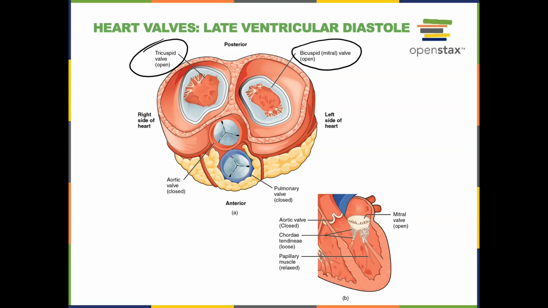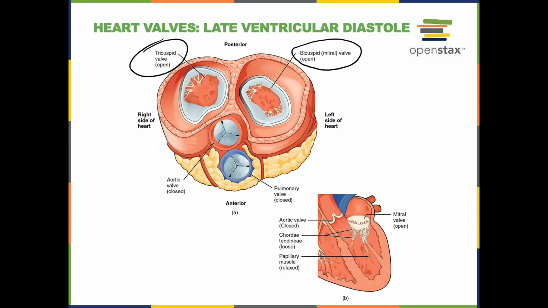During ventricular filling, the AV valves are open and blood is flowing from the atria down into the ventricles. During isovolumetric contraction, the AV valves are forced closed, and it is the increasing blood pressure inside of the ventricles that causes the AV valves to be forced closed.